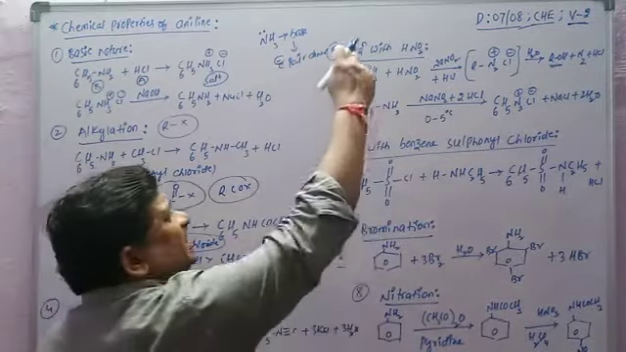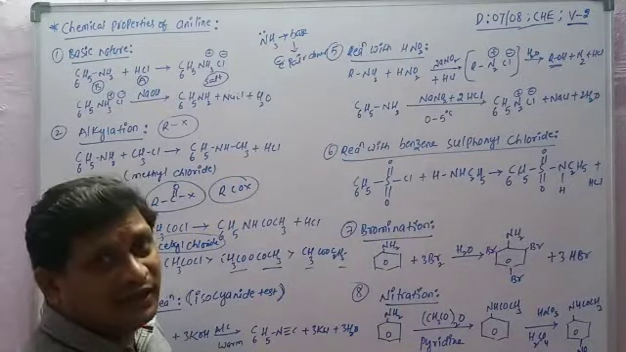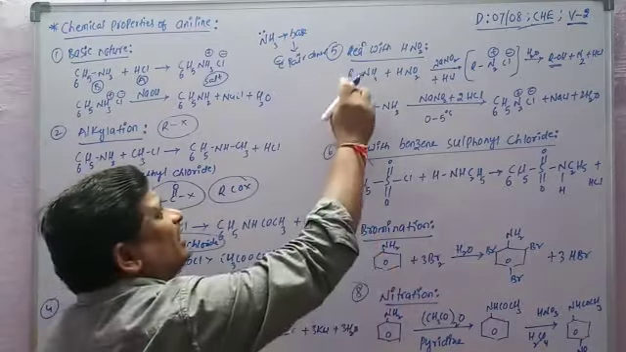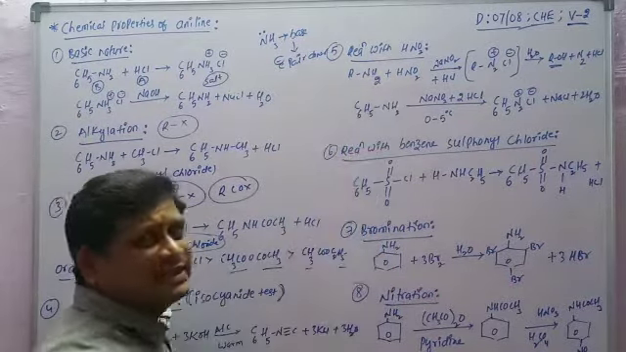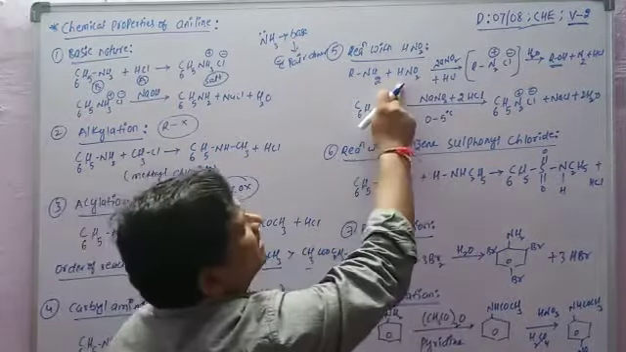So next one is the reaction with nitrous acid. HNO2 is nitrous acid. Here R-NH2, where R is C6H5, so C6H5NH2, phenylamine, reacts with nitrous acid.